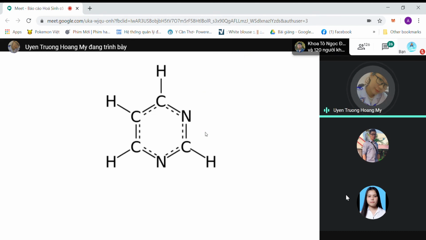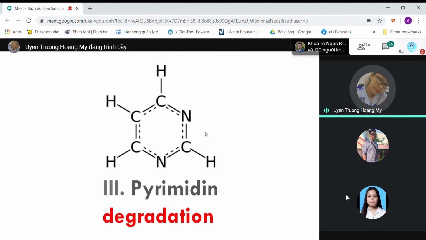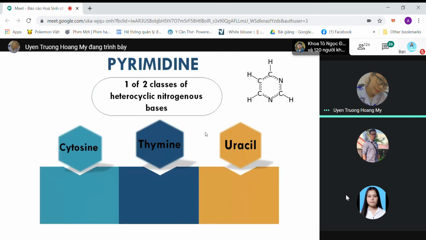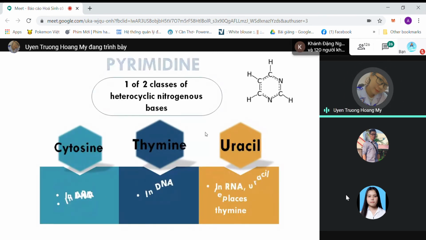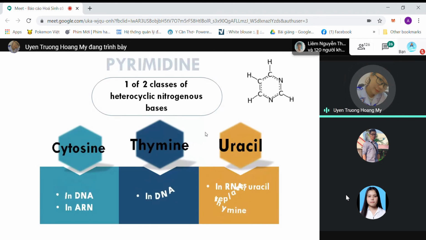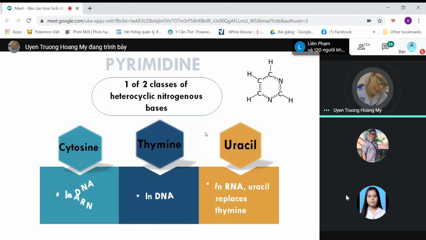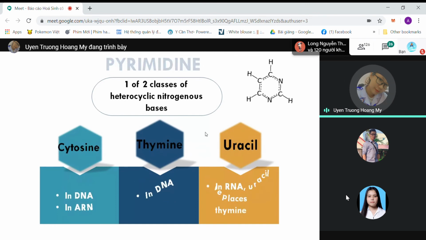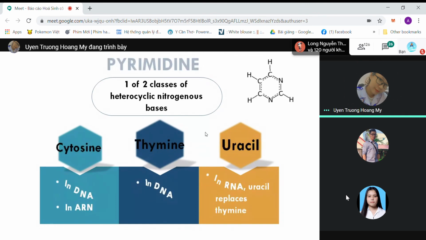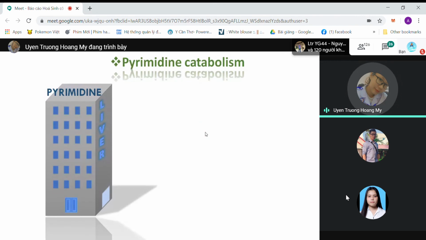And we move to part 3, pyrimidine degradation. Okay, pyrimidine is one of two classes of heterocyclic nitrogenous base found in the nucleic acids DNA and RNA. In DNA, the pyrimidines are cytosine and thymine. In RNA, uracil replaces thymine. And now I will show you some steps of pyrimidine catabolism.